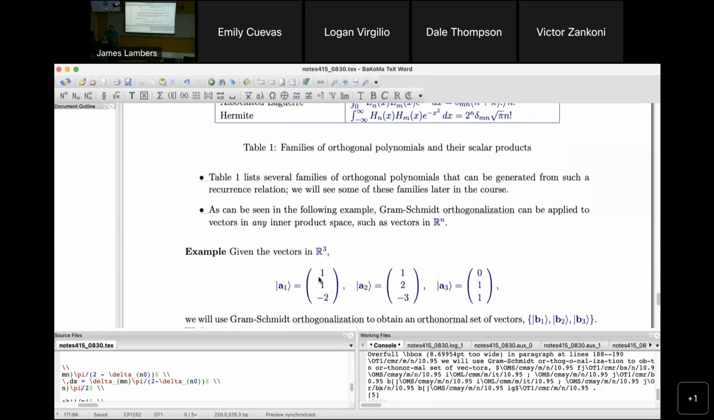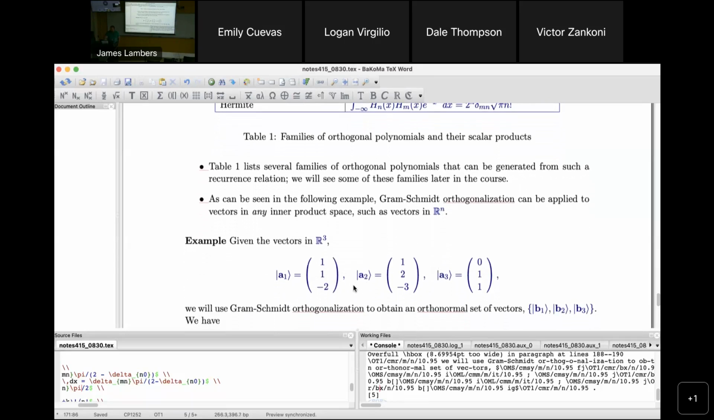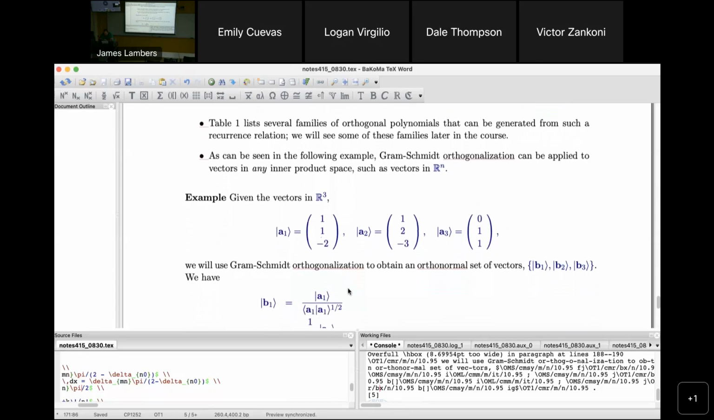So here we have 3 vectors in R3, A1, A2, A3, that are not orthogonal. They're not normalized. So you use the same Gram-Schmidt process. You're just using the appropriate scalar product. In this case, for a scalar product, we're just going to use an ordinary dot product. And the whole process is still the same, because all you need is a scalar product, which also induces a norm for some normalizing.